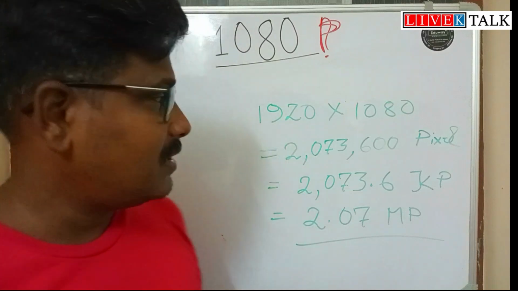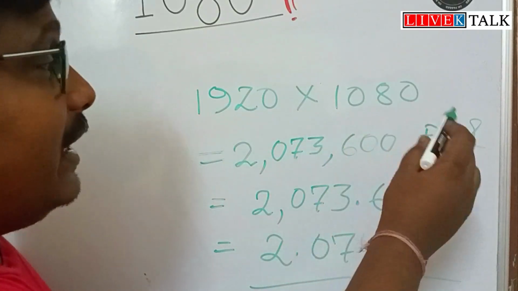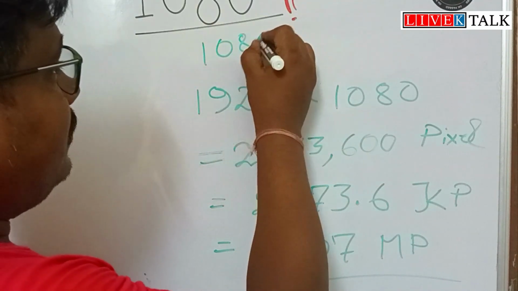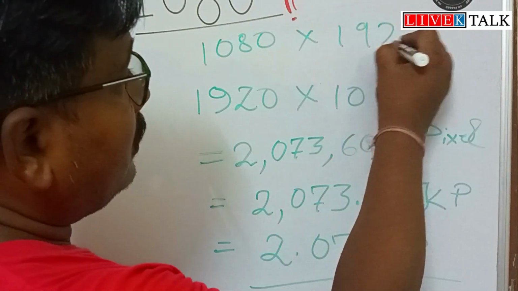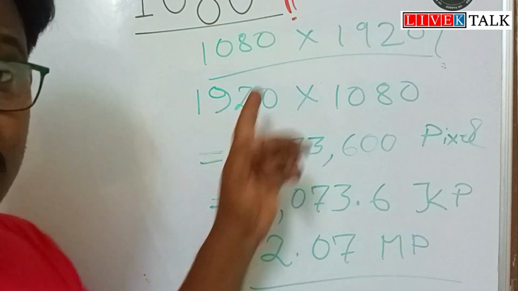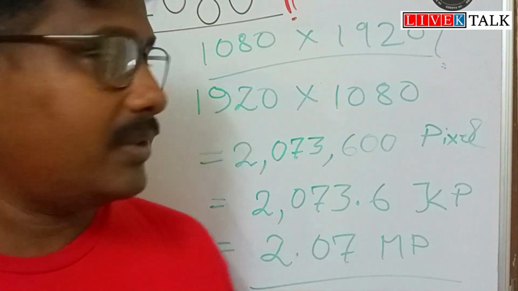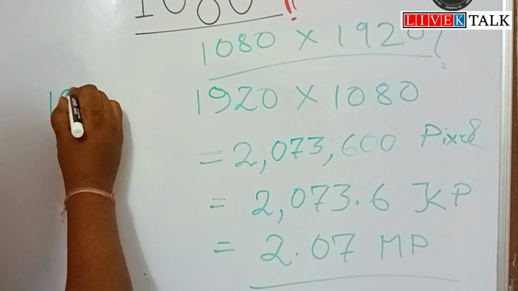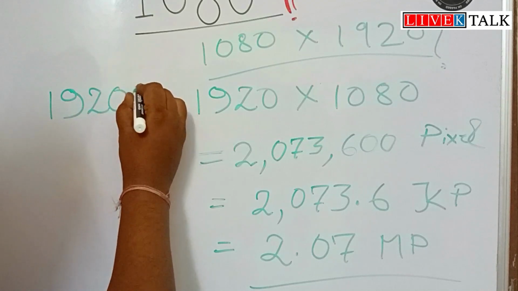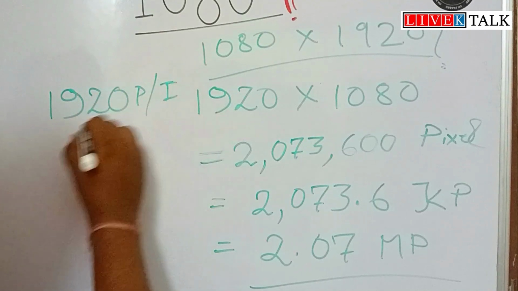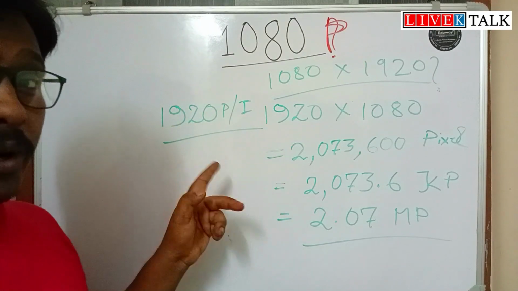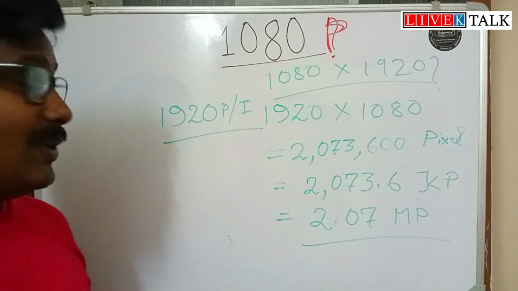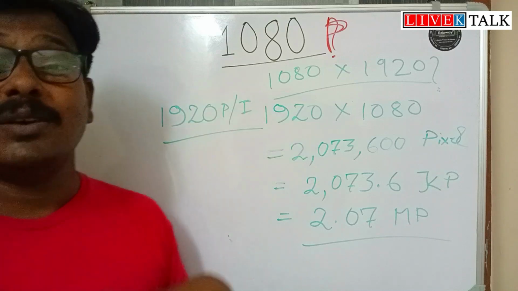Again, tricks are there. I have written 1920 into 1080. Can we write like that? 1080 into 1920. Is it correct? And another twist. Can we write 1920i or 1920p instead of 1080p or 1080i? I will answer these two questions in another video.